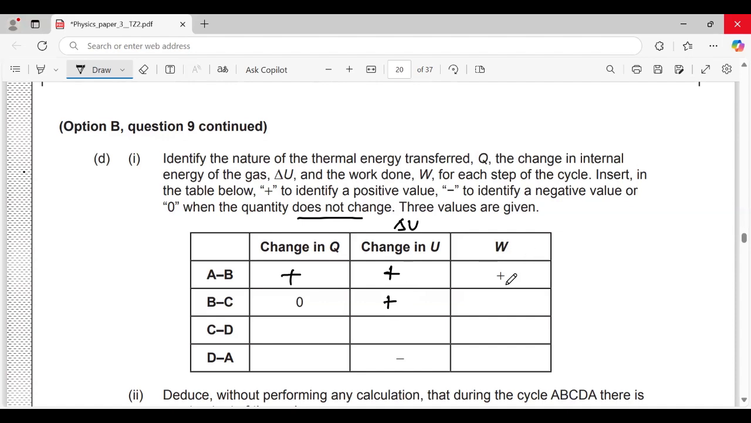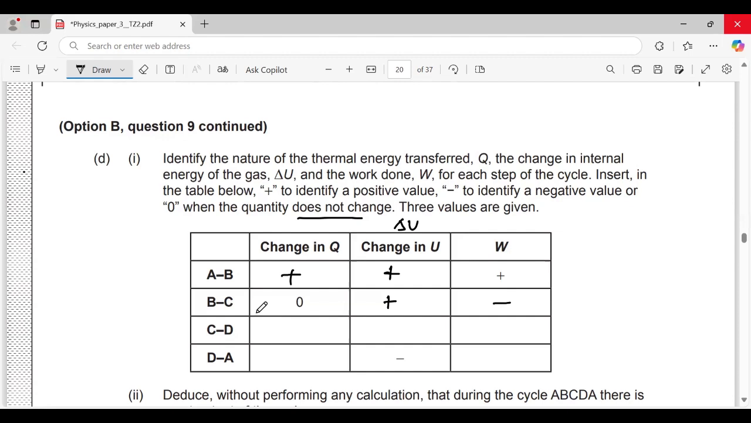Now, the next about work done. Work is done on the gas, which results in a positive amount of work being done on the gas. So the work done is negative. If negative, it means work done less than zero, negative.